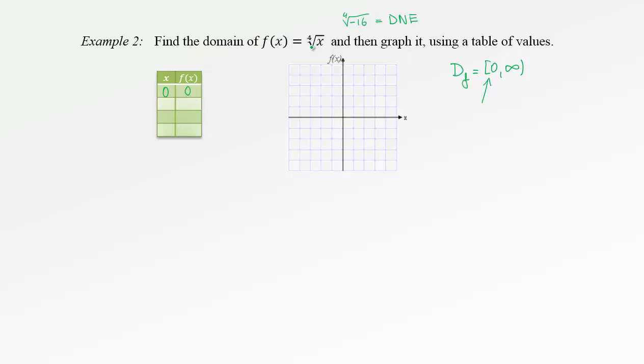And then let's choose numbers that are easy to calculate. For example, I could choose 1/16, very close to 0, because that will be easy to calculate. Fourth degree root of 1/16 is 1/2, because 1/2 to the fourth gives me 1/16. So that's 1/2. And then choose an easy number like 1. Fourth degree root of 1 is still 1. Now the next easy number to calculate would be 16. However, that will be too far on our grid. It will be really hard to see 16.